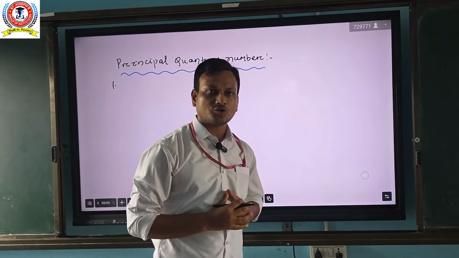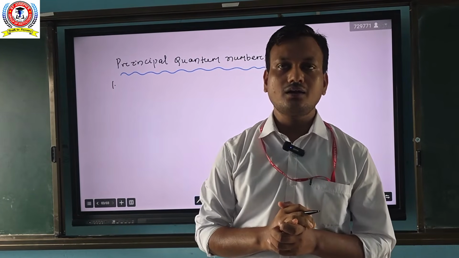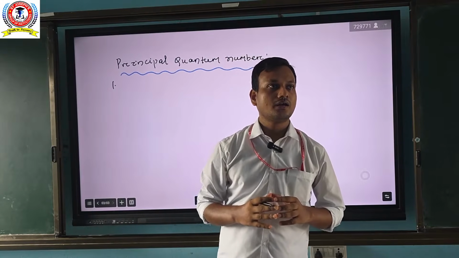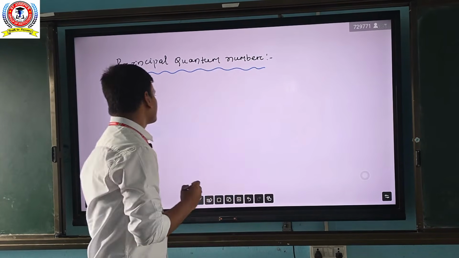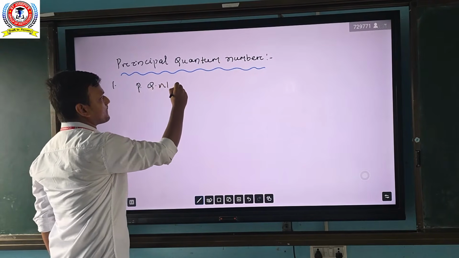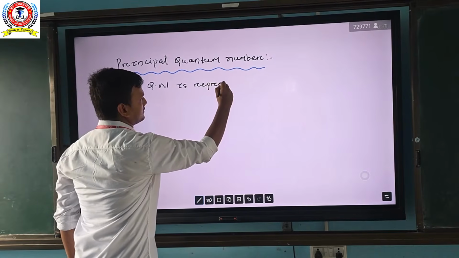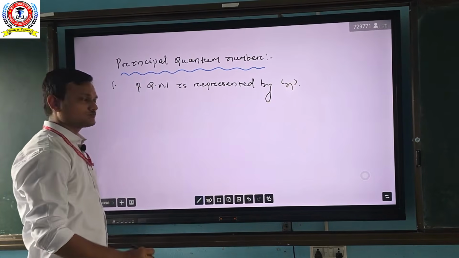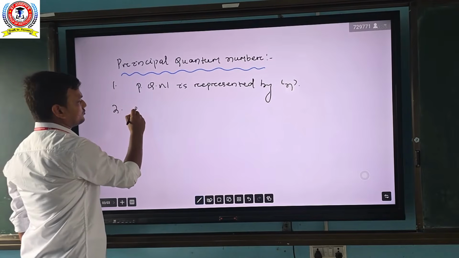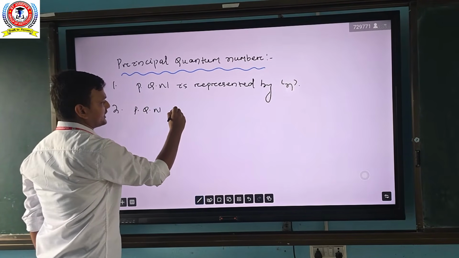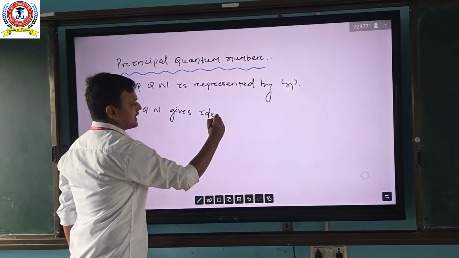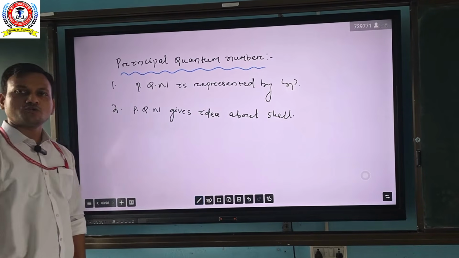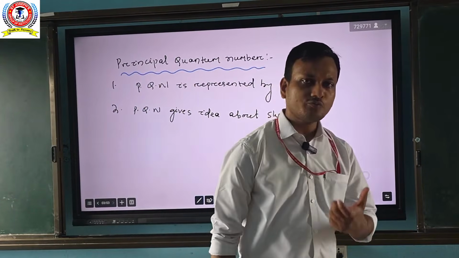Principal quantum number is represented by small n, and second, principal quantum number gives an idea about the shell. Now the question arises in our mind, what do you mean by shell?